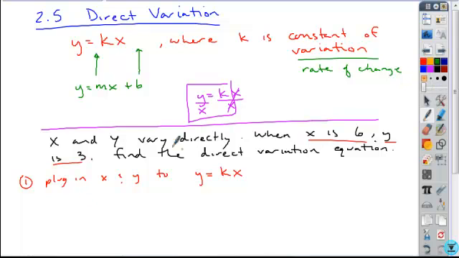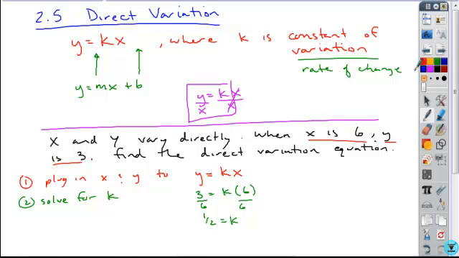Okay, so our first step here for this problem is our y value is 3, so we plug a 3 in for y. Our k is our unknown, our x value is 6. And so if we plug that in, we're then going to solve for k. In this case, we divide both sides by 6. We're left with k is equal to 1 over 2.